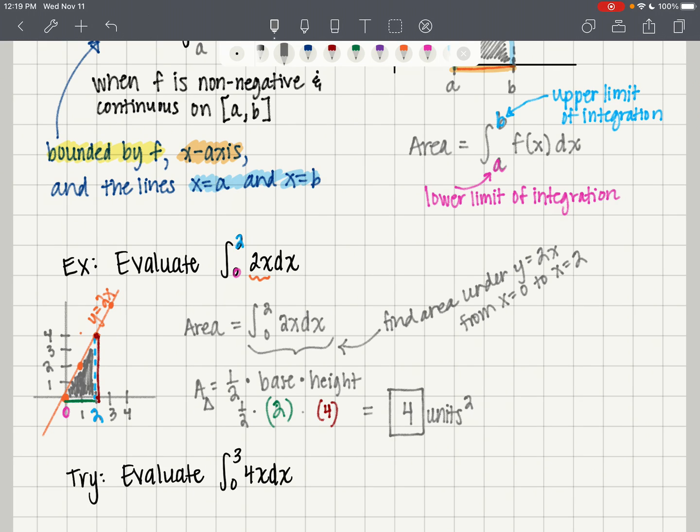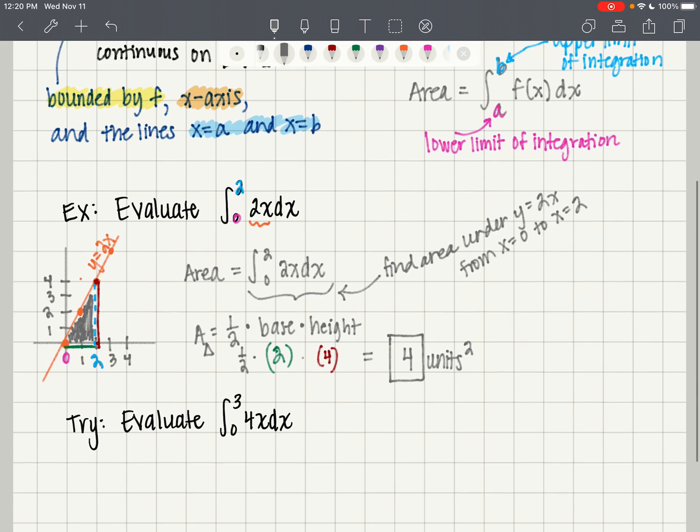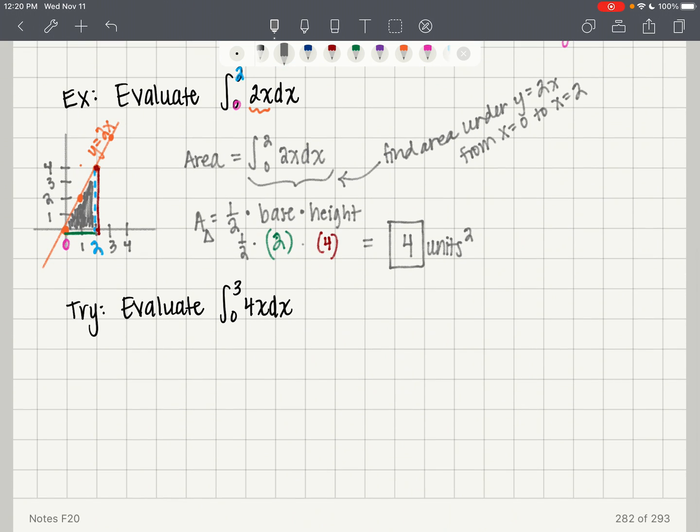Now, it said evaluate the integral, so when we evaluate the integral, we're just going to box the value of 4. If it asks us to specifically find the area, then I'm going to label my units squared. But I want to show you that it's equivalent. The 4, the numerical value, is going to be equivalent. So let's just practice doing this geometry, and then we're going to do these problems using some calculus and algebra.